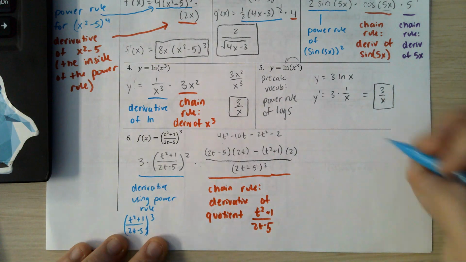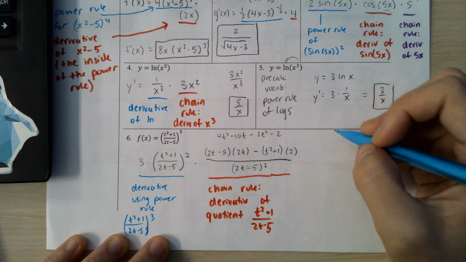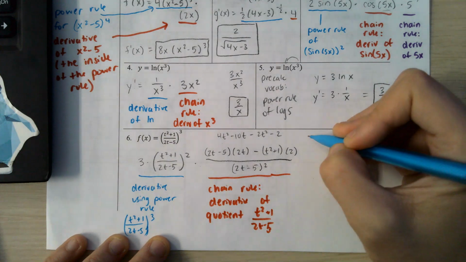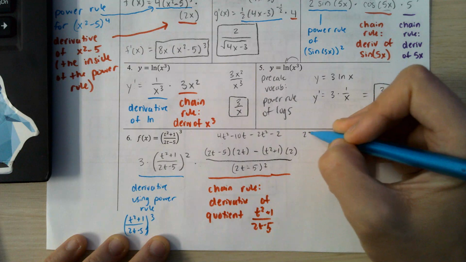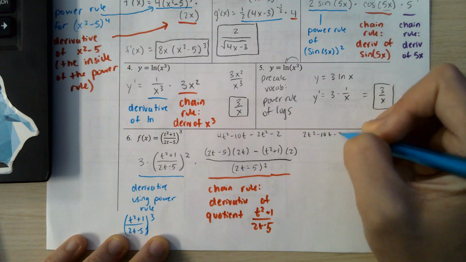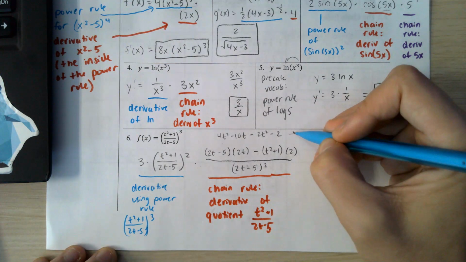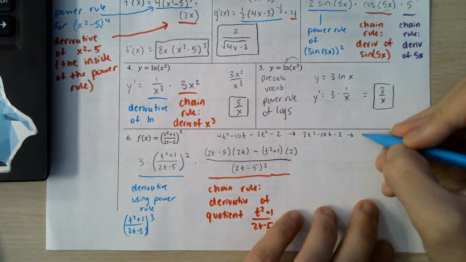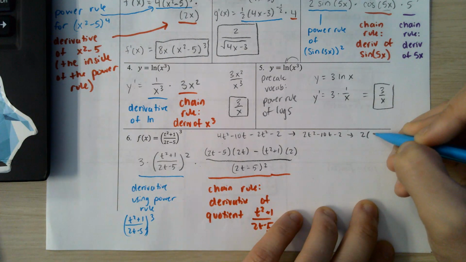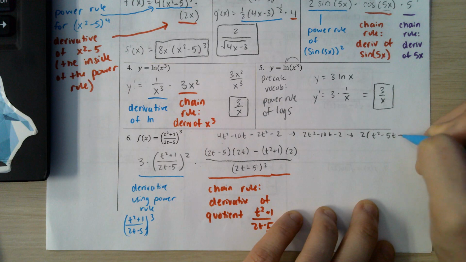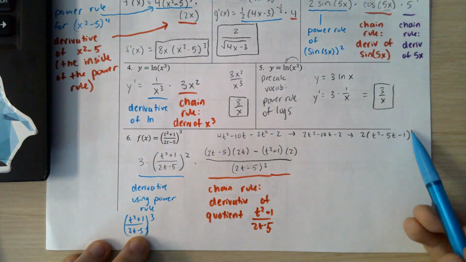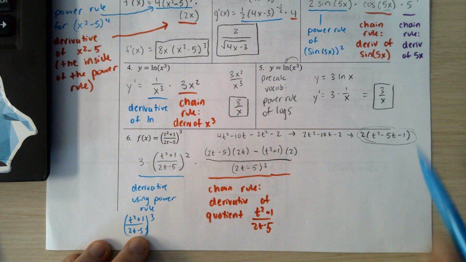So on the numerator we have 2t squared minus 10t minus 2. And we'd want to pull out a greatest common factor of 2. And we'd have t squared minus 5t minus 1. So this is what our numerator should be after simplifying.